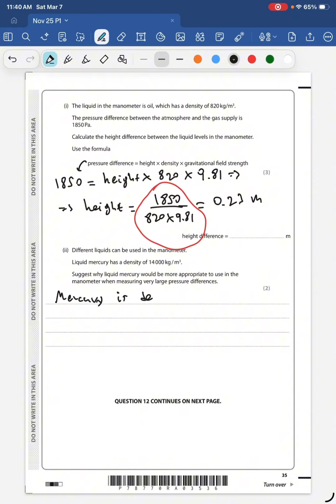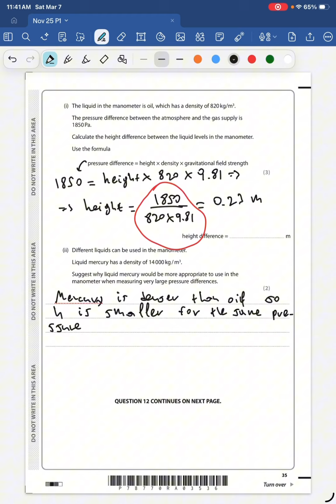Mercury is denser than oil. Okay, so h is smaller for the same pressure difference actually. So larger pressure differences can be measured.